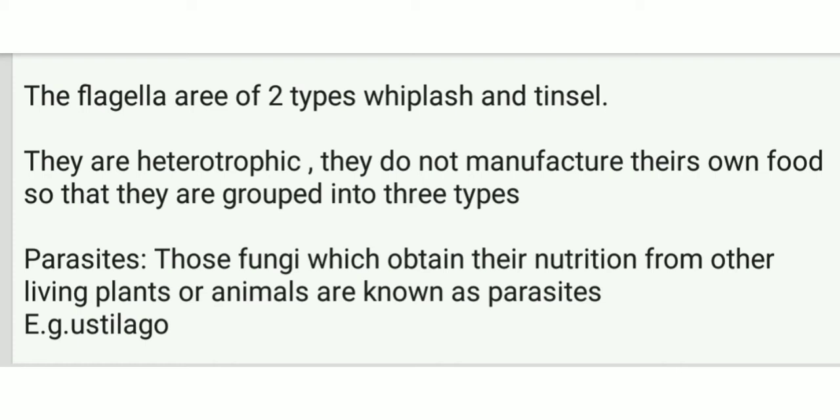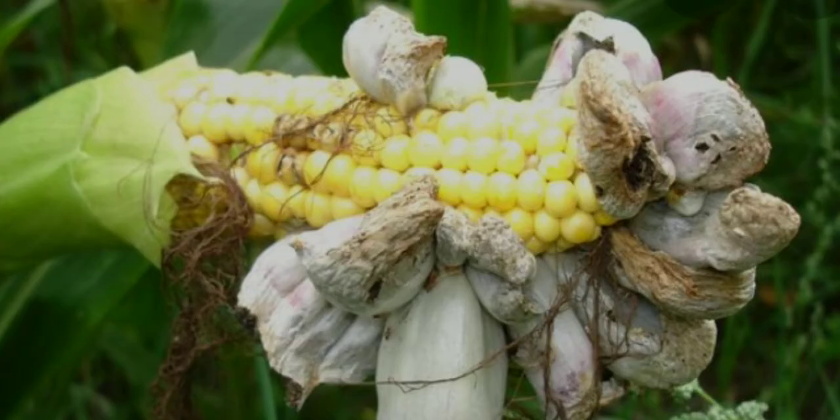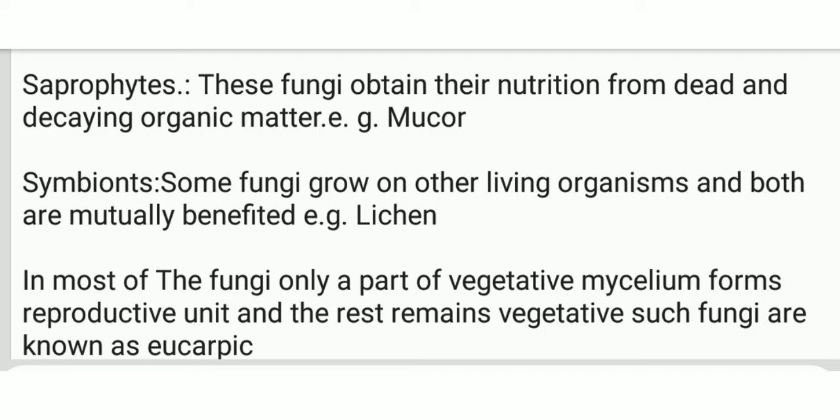They do not manufacture their own food, so they are grouped into three types: parasites, saprophytes, and symbionts. Parasites: those fungi which obtain their nutrition or food from other living plants or animals are known as parasites. For example, Ustilago. Here we can see the parasite on the maize. Saprophytes: these fungi obtain their nutrition or food from dead and decaying organic matter. Example, Mucor.